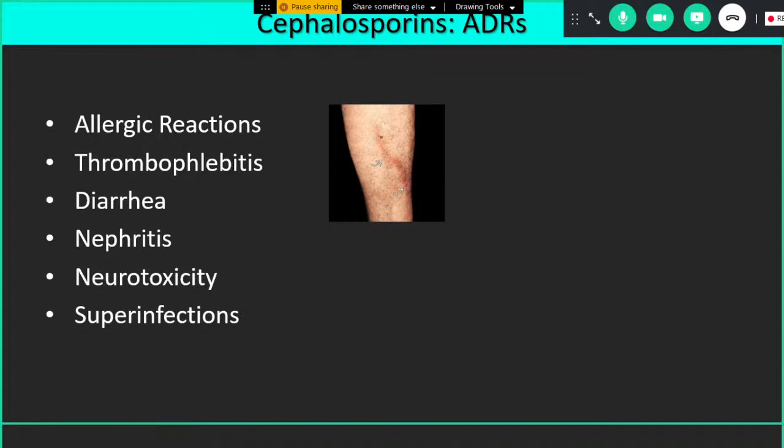There are a few rare hematological toxicities as well. In very rare cases hypoprothrombinemia occurs, so the patient might be prone to bleeding. There's also a chance of neutropenia with some antimicrobials of the cephalosporin group, but these are very rare adverse drug reactions.